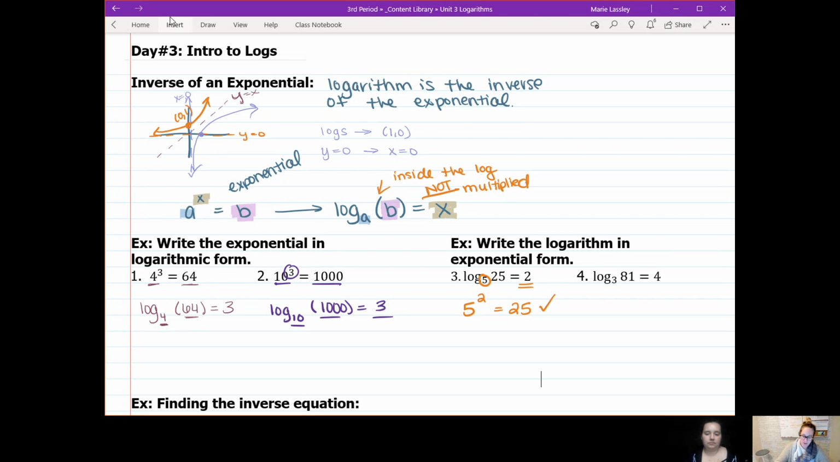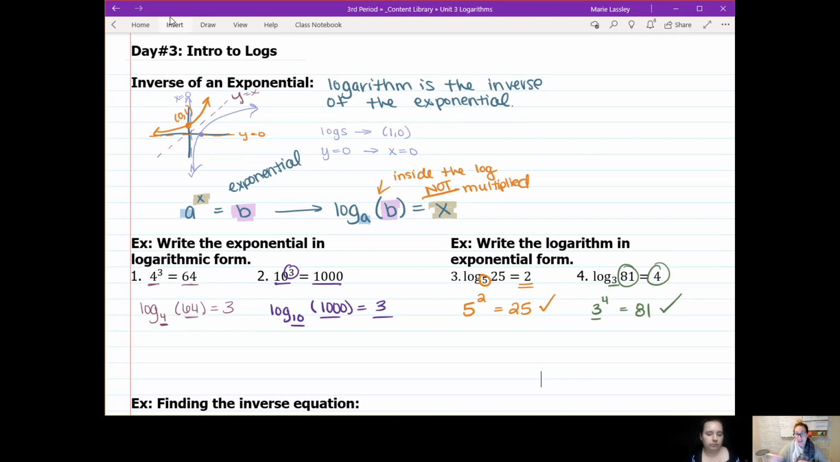All right, Miss Marker, do number 4 for us. So what is going to be our base number? Your base number is going to be 3. Remember that subscript right by the log. And then your exponent is going to be what the log is equal to, so it's going to be 4. And then 3 to the 4 is going to equal what's inside the log. So that will be 81. And you double check that looks right.